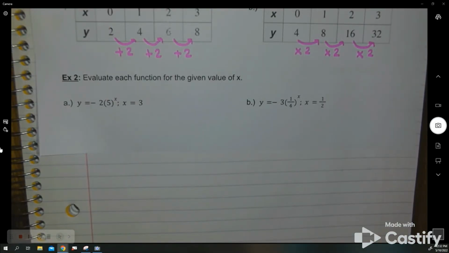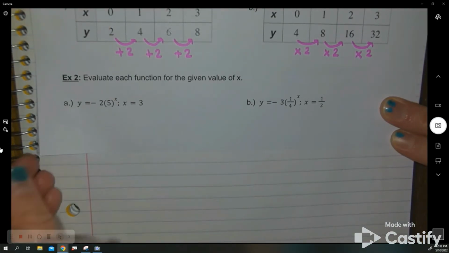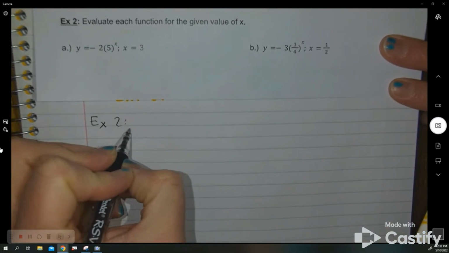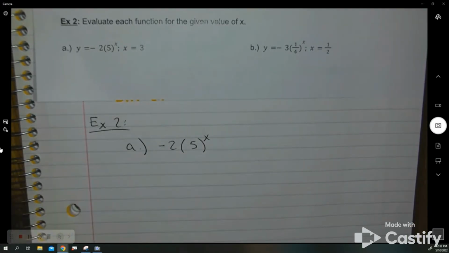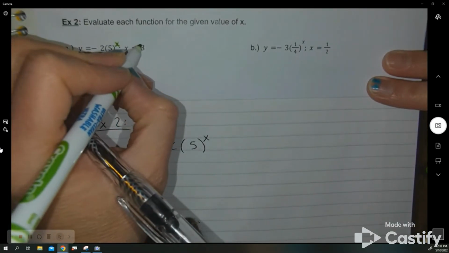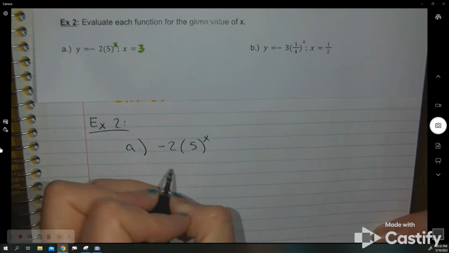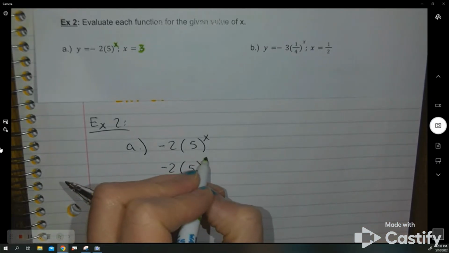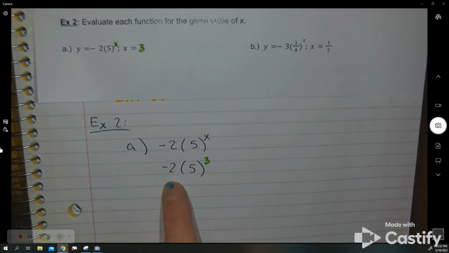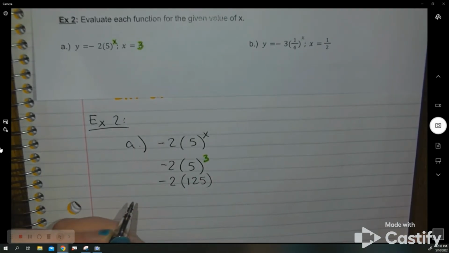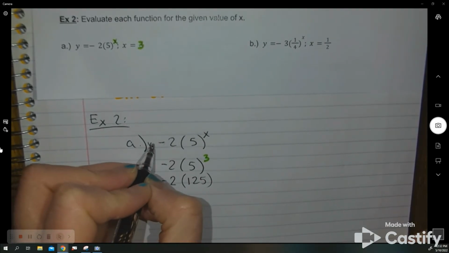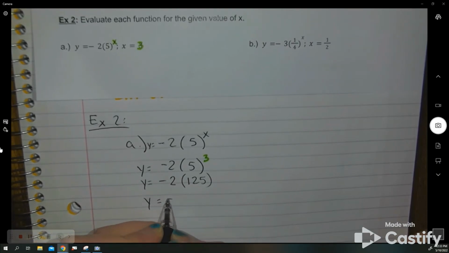For example 2, we're going to evaluate these functions for the given value of x. So for example 2a, we have negative 2 times 5 to the x power, and we are plugging in 3 for x, so this x right here is going to be replaced with 3. So we have negative 2 times 5 to the third power. Remember, order of operations tells us we have to do our exponents before our multiplication. So 5 to the third power is 125. That answer times negative 2. Oops, I forgot to put the y equals here. That tells us that y equals negative 250.